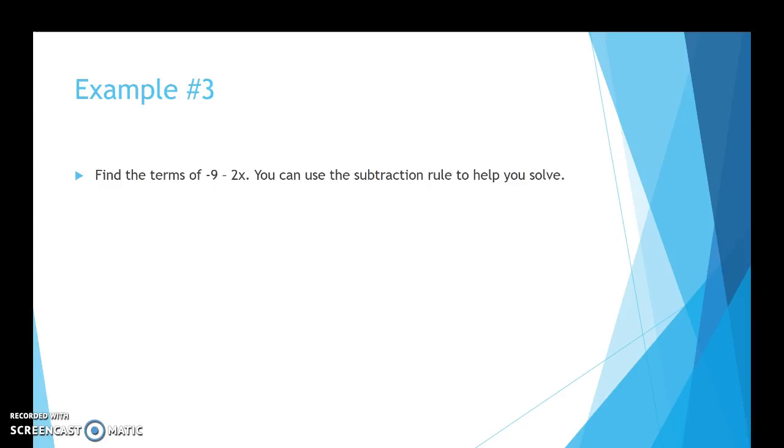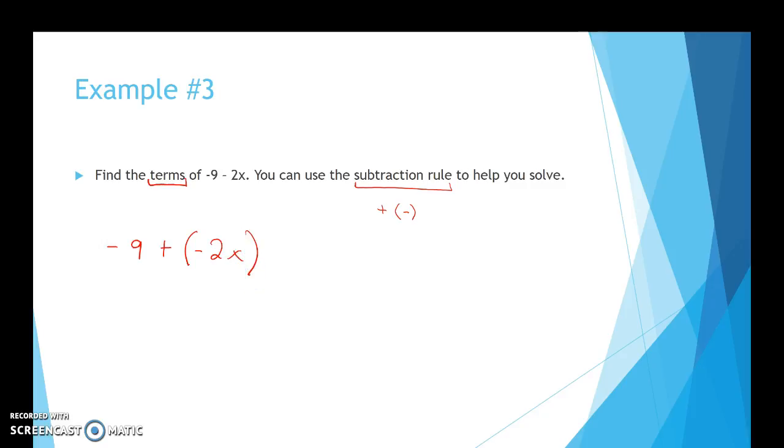Example number 3, it says find the terms. Terms means a number or a number and a variable. Find the terms of negative 9 minus 2x. You can use the subtraction rule to help you solve this. Remember, the subtraction rule is adding the opposite, which means the same as subtraction. So another way we could write this is negative 9 plus a negative 2x.